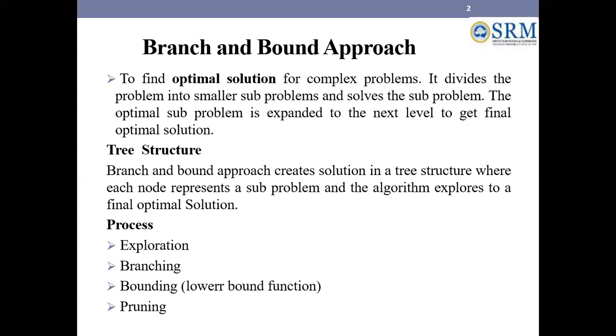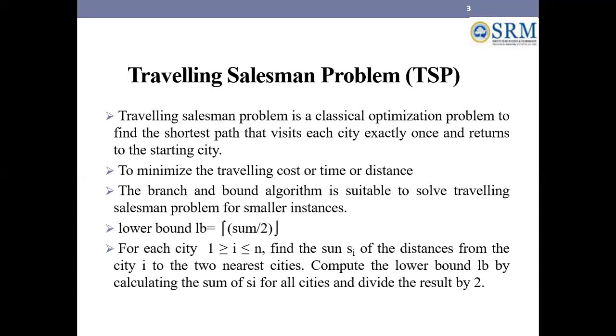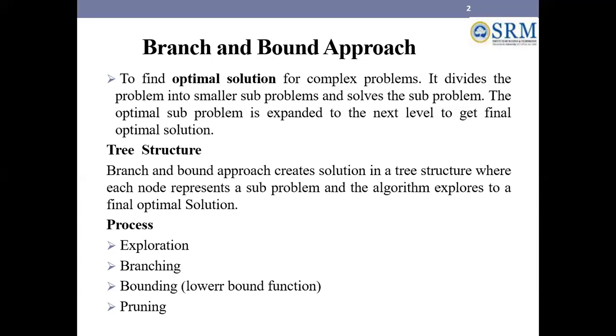level. So there are four processes in branch and bound technique. First one, exploration, branching, bounding, the lower bound function, and pruning. So what is exploration? We will see one by one. What is exploration? We are finding all sub-problem solutions. The best sub-problem can be selected. That can be expanded to the next level till a complete solution is reached. So we repeat the same step again and again till we get the complete solution to the given problem. That is called exploration.